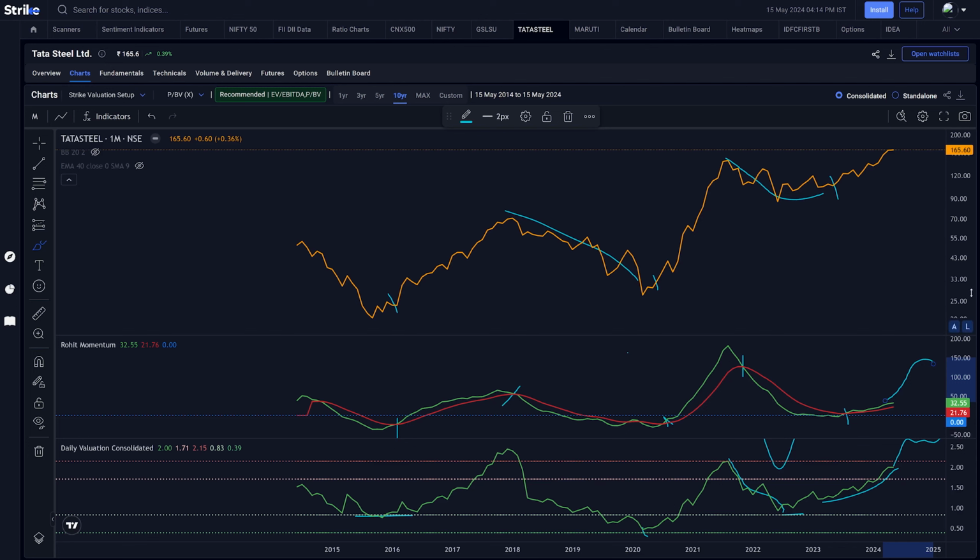So that is how you use the strike valuation setup to make entries, whether you're a positional trader or a long-term investor. You can use the weekly or monthly time horizons to find entry and exit points, and reallocate capital within your portfolio to different stocks, increasing or decreasing the weightage based on what the RMI plus valuation charts are telling you.